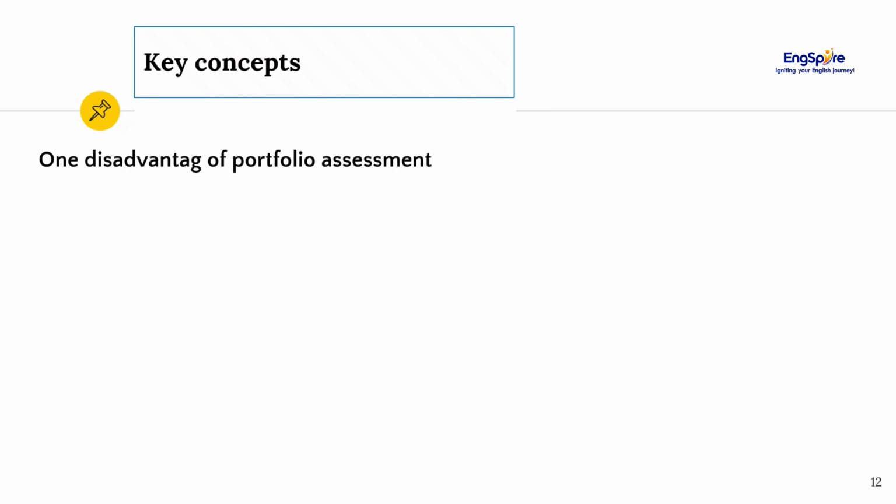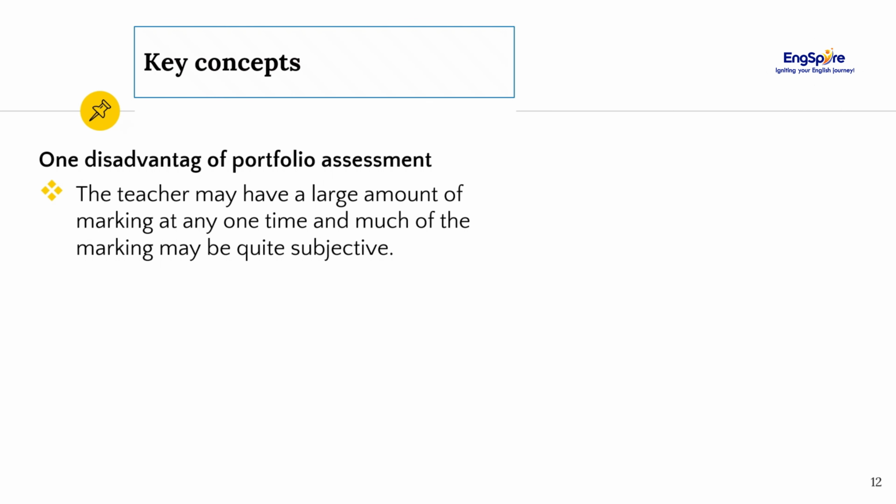Although portfolios have many advantages, they also have some disadvantages. One challenge is that the teacher may have a large amount of marking at one time, especially if every student has many portfolio entries. In addition, marking portfolios can sometimes be subjective, which means that different teachers might give different scores to the same piece of work. For example, one teacher may think an essay deserves 8 out of 10, while another teacher may give it 5 because they focus on different aspects of the writing.